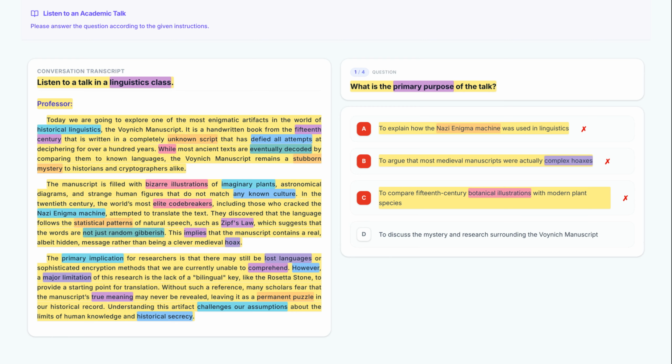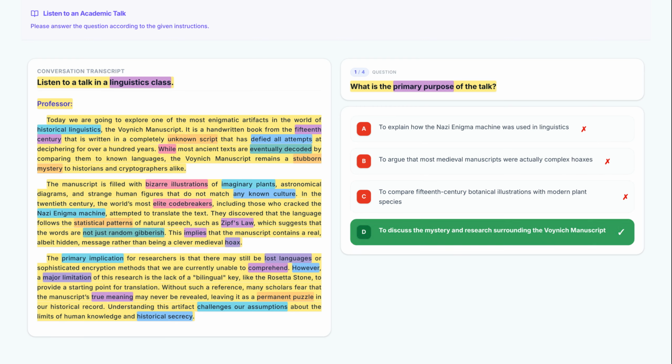Finally, let's look at option D. To discuss the mystery and research surrounding the Voynich Manuscript. This option correctly captures the mystery and research surrounding the Voynich Manuscript, which was the central focus of the entire talk. The most accurate answer is option D, since it covers both the nature of the artifact and the scientific attempts to decode it.